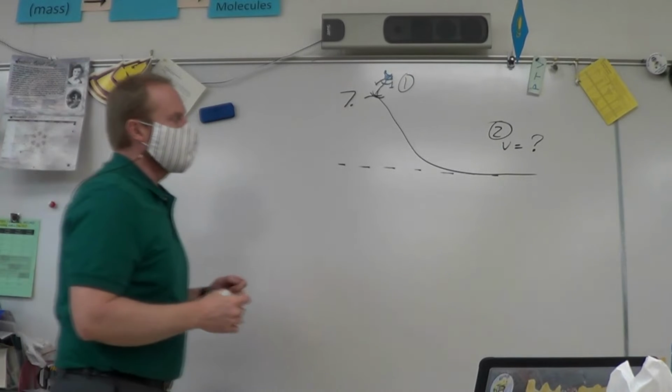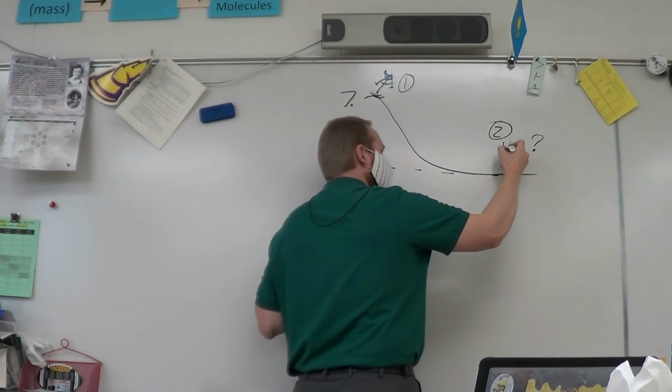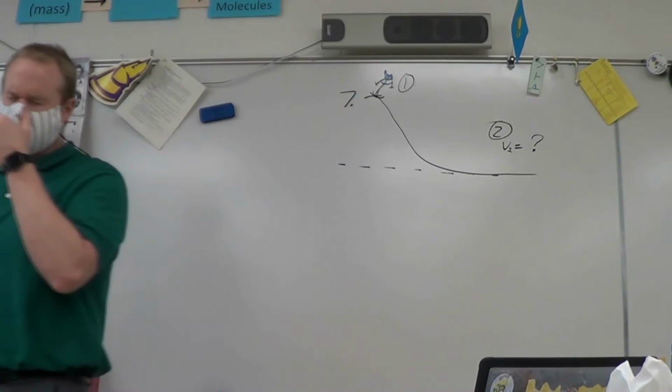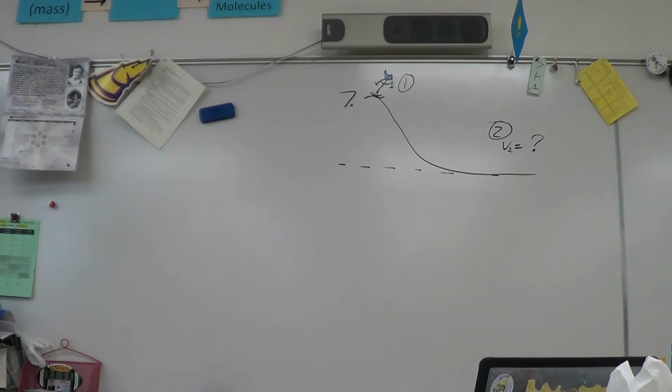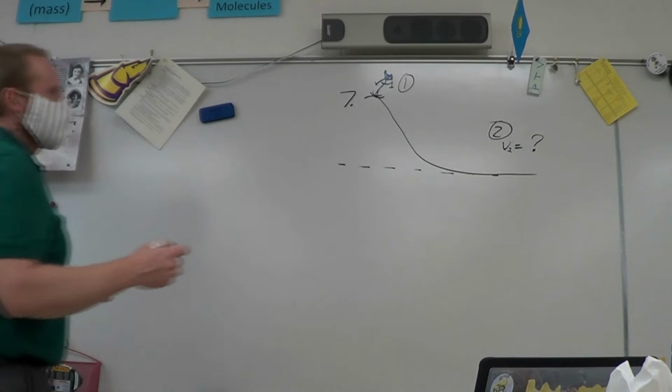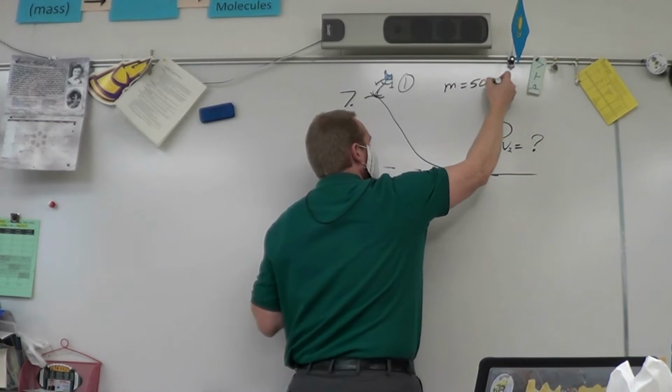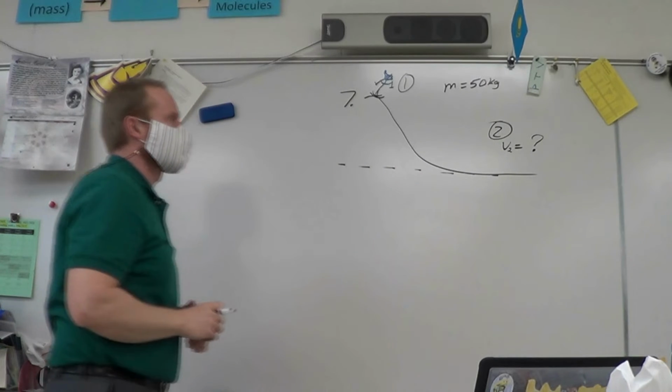So what I'm really asking you to solve for is V2. What is the velocity of that skier at location 2, which we can simply refer to as V2. Couple things to keep in mind. We want mass. Mass is going to be a helpful thing. So it told us the mass of our skier is 50.